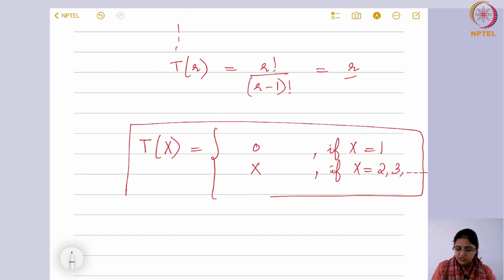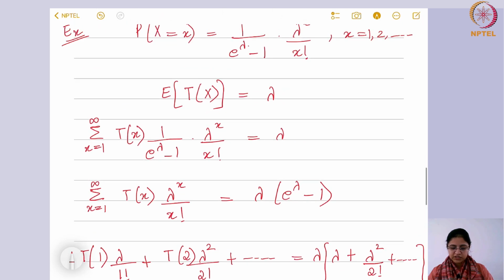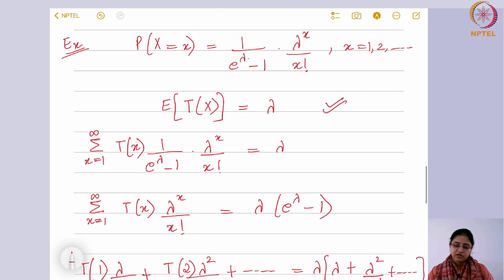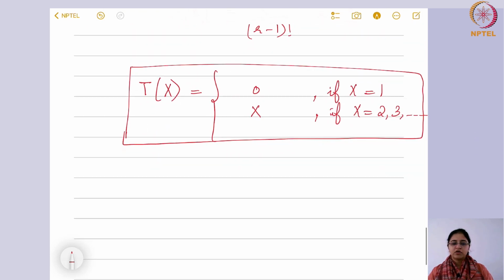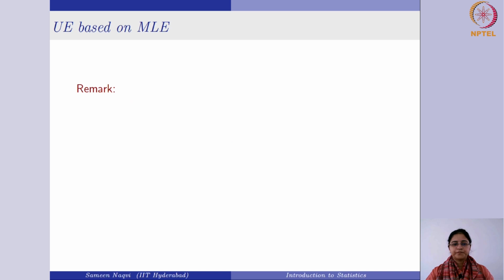So you have obtained this unbiased estimator by directly solving the equation. You started with the expectation of t of x, used the concept of expectation, and just simplified it to obtain the unbiased estimator for the parameter lambda.